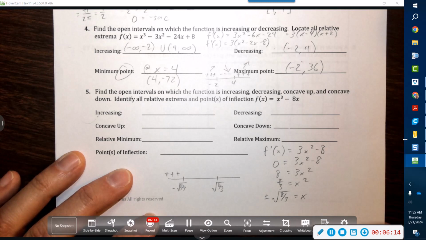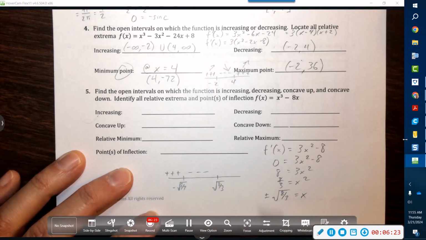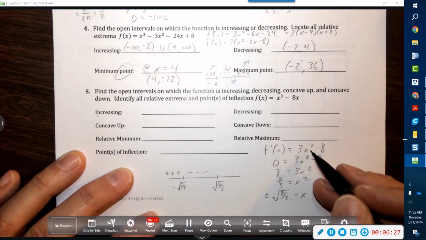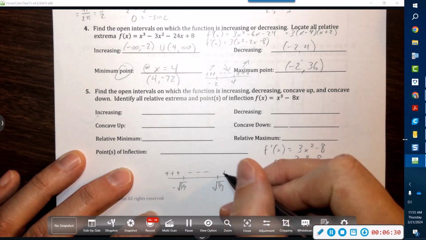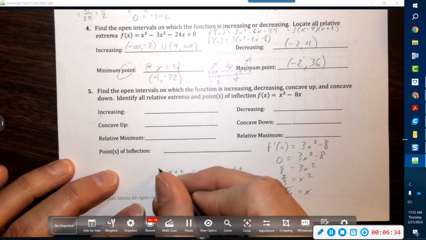So this means that this guy is positive. Then in between, if I pick 0, which is right there in the middle, and plug in a 0, I will get a negative 8. So that's going to be negative. And then if I go on the other side, let's just pick 5. That's 75 minus 8, which is going to be positive. There we go. Okay, so this is the first derivative.